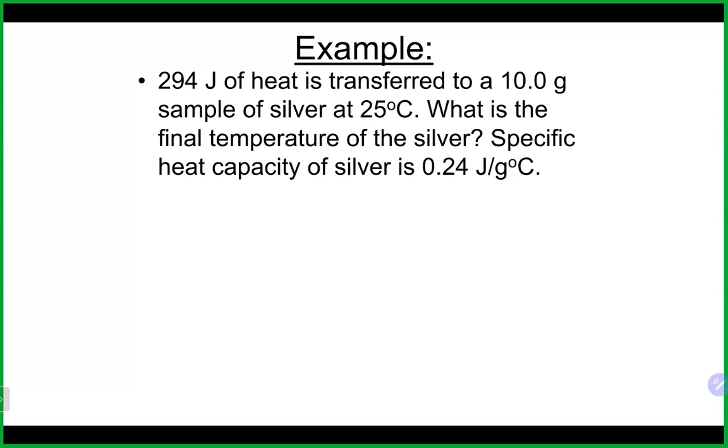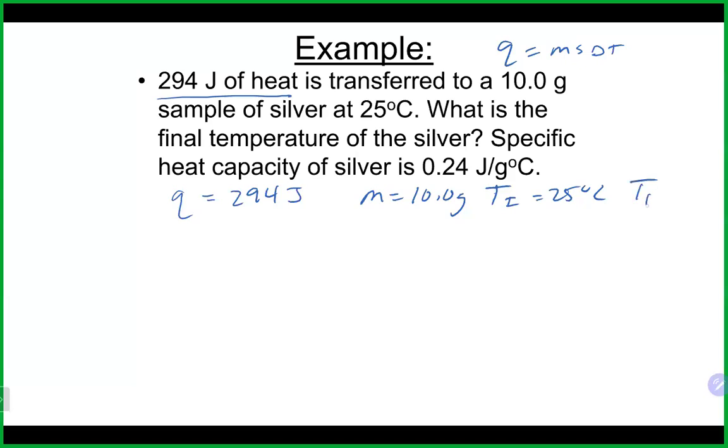Okay, so let's take another look at this one here. Again, we'll go with our specific heat equation since that's obviously what we're dealing with. This is 294 joules of heat. So again, Q is heat, so that's 294. Again, we have a mass of 10 grams. We also have an initial temperature here of 25 degrees. We are looking for the final temperature. And we're given the specific heat capacity, which is 0.24 joules per gram per degree Celsius.